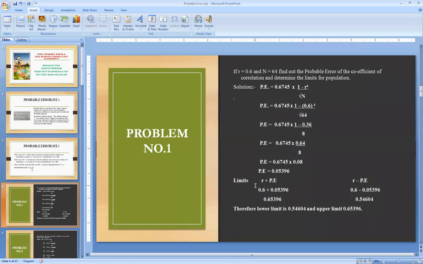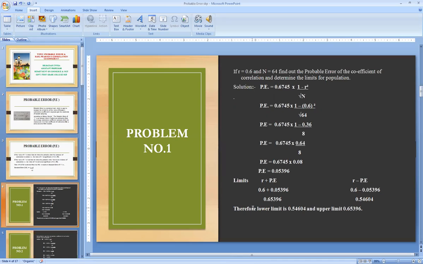Now we can calculate the limits also, that is one is r plus PE, another one is r minus PE. R means correlation, 0.6 plus the PE value, whatever we have calculated, that should be written here. It has to be added to the correlation value, that is 0.6 plus 0.05396, we get 0.65396. One more, the negative value of PE also has to be calculated, that is 0.6 minus 0.05396. We get one more limit, 0.54604. This is the lower limit and the other is the upper limit.